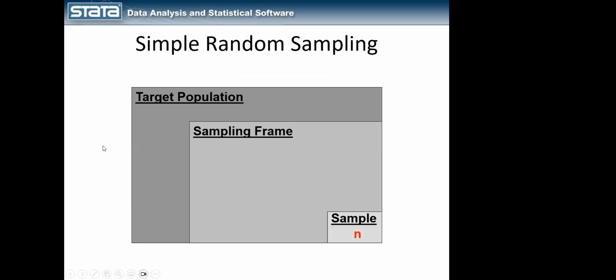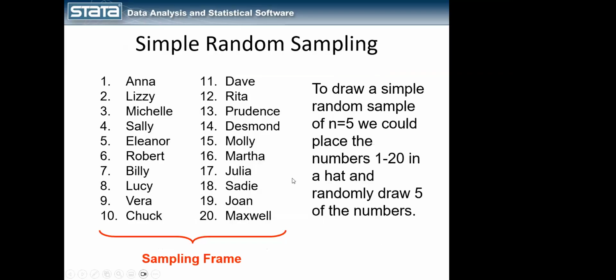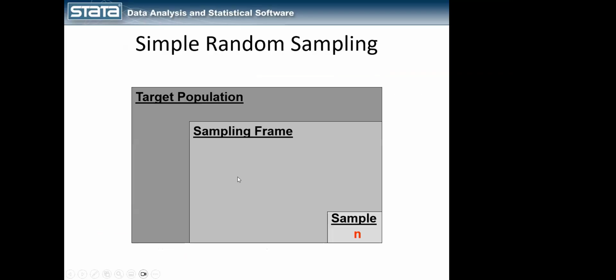So a simple random sample means that I'm going to select a sample from a sampling frame, and every person, observation, animal, refrigerator, whatever, every element in the sampling frame has an equal probability of being sampled. And that's what we mean by a simple random sample.